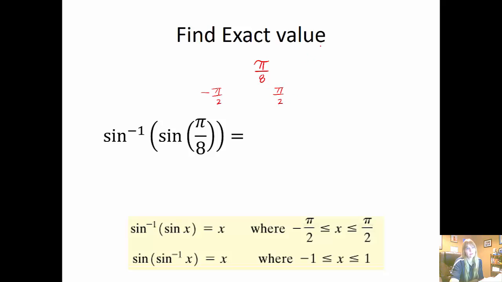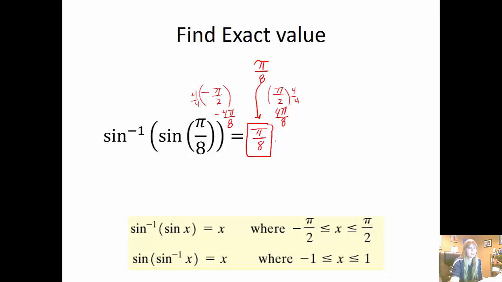The problem is, like with fractions, I can only compare fractions if they have the same denominator. So I could make this 4 pi over 8 and negative 4 pi over 8. All I did was multiply the tops and the bottoms by 4. Why am I doing that? Because I want to be able to compare and see, now is pi over 8 in this interval, and it definitely is. So my answer is simply pi over 8.